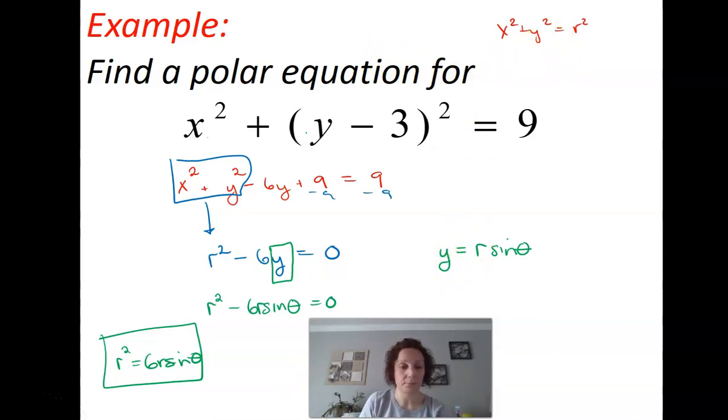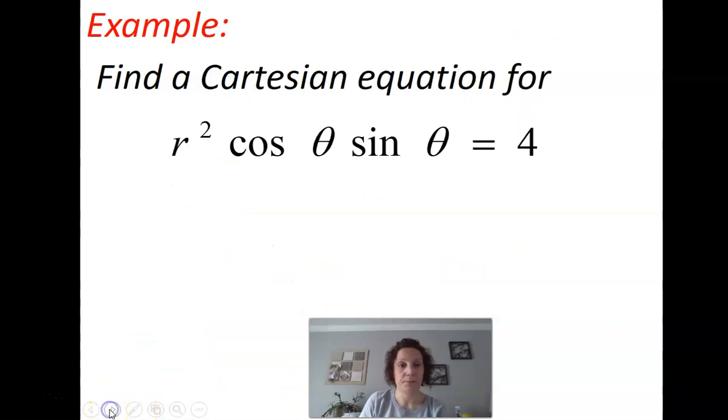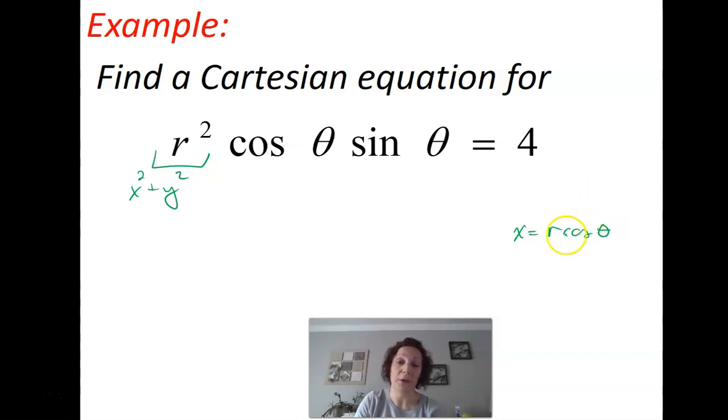Okay, let's do another one. Here is a polar equation, we're going to turn it back into Cartesian. Look, I could, if I wanted to, replace this r squared with an x squared plus y squared. I know that's true, but what am I going to do with this cosine theta and this sine theta? I know that x is equal to r cosine theta, so I could replace cosine with x over r, but that doesn't really help me because the r is still sitting there.